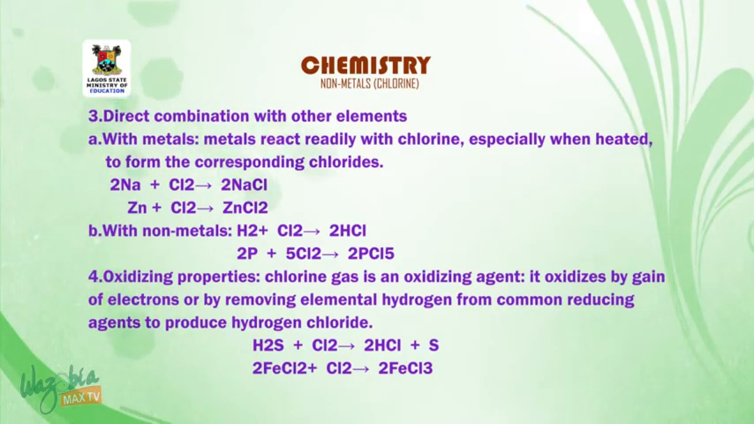Chlorine gas is an oxidizing agent. It oxidizes by gain of electrons or by removing elemental hydrogen from common reducing agents to produce hydrogen chloride, as shown in the equation below. In the first equation, chlorine removes elemental hydrogen from hydrogen sulfide to produce hydrogen chloride and a deposit of sulfur. In the second equation, chlorine oxidizes iron 2 chloride to give iron 3 chloride.